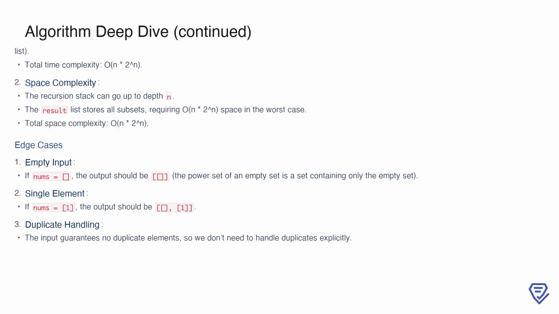It is also important to consider edge cases. For an empty input array, the power set contains just the empty subset, so the output is [[]]. For a single element array like [1], the power set includes the empty subset and the single element subset, resulting in [[], [1]]. Additionally, the problem guarantees that the input array contains no duplicate elements, so we do not need to implement any special handling for duplicates. This makes the algorithm straightforward and efficient in these scenarios.